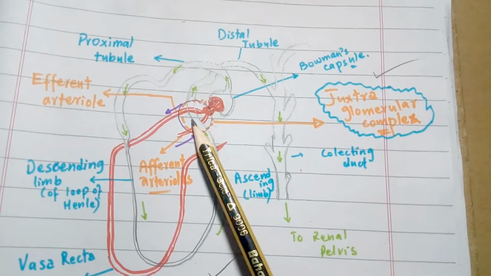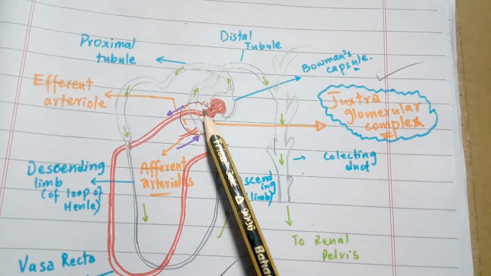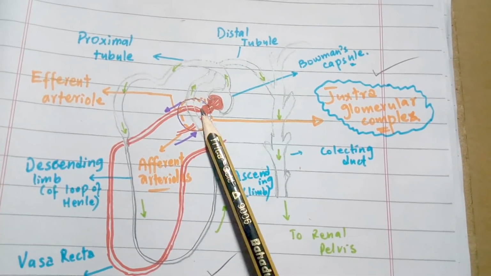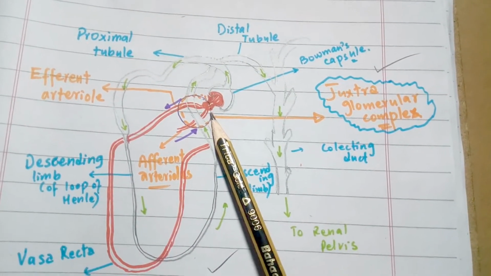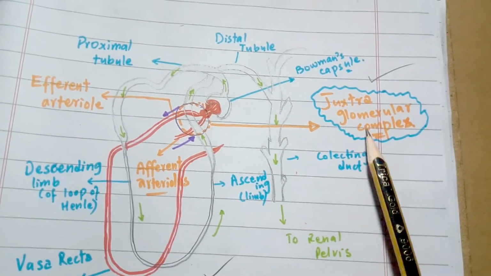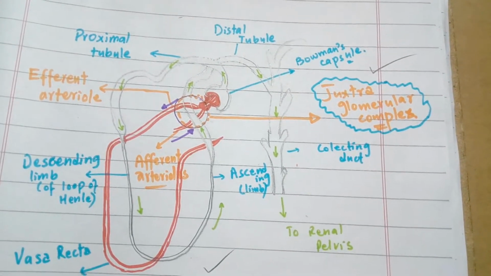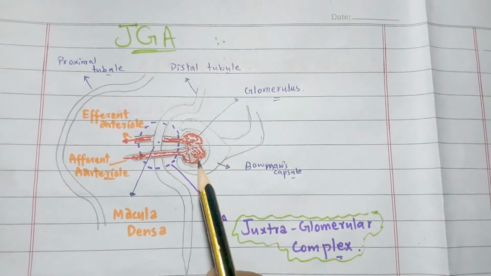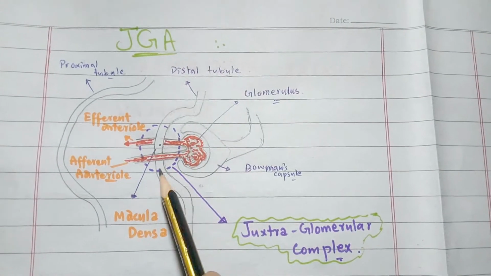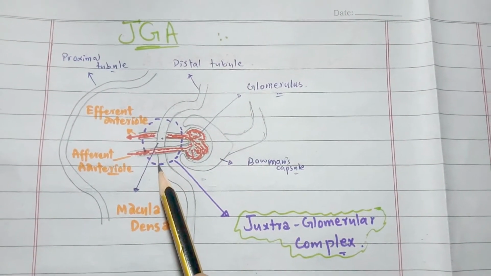The epithelial cells of the distal tubule and the smooth muscle cells of the afferent and efferent arterioles are in contact with each other. They are specialized to form the juxtaglomerular complex. This is the juxtaglomerular complex. Here is another diagram you can see. This shows the juxtaglomerular complex or juxtaglomerular apparatus.